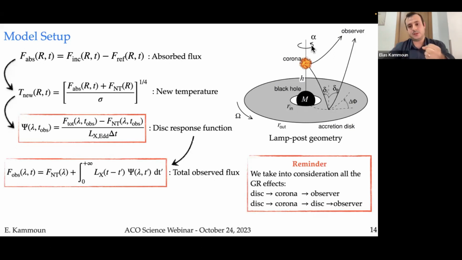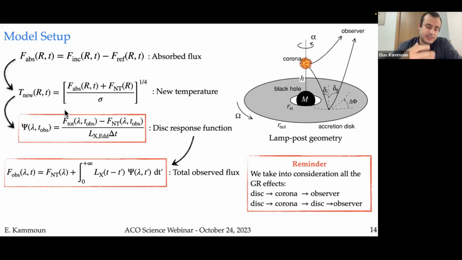So what's happening is that the X-rays from the corona are emitted, part will go to the observer, part will go to the disk, a part will be reflected, this is the reflected flux, and another part will be absorbed by the disk. The disk will be heated, and the temperature of the disk at a certain radius at a given time will increase. From that difference between incident and reflected flux, we can get the so-called new, or heated, temperature of the disk. That will tell us how the disk is responding to the corona variation, to the X-ray variation. We can estimate what's called the disk response function. From that, we can estimate the total flux integrated over the full disk and integrated over time, or at a certain time. Practically these two quantities are the main quantities that will allow us to go deeper into our studies.